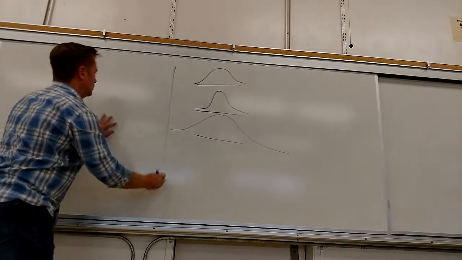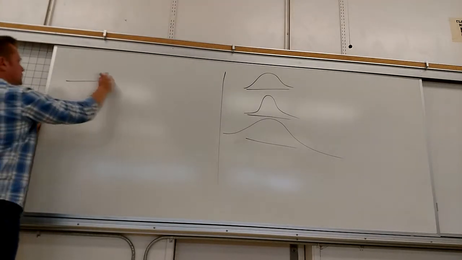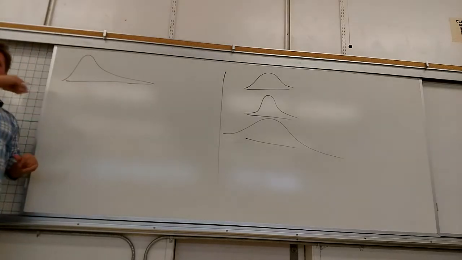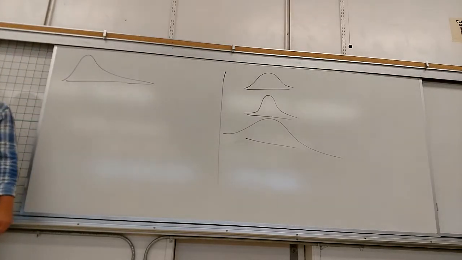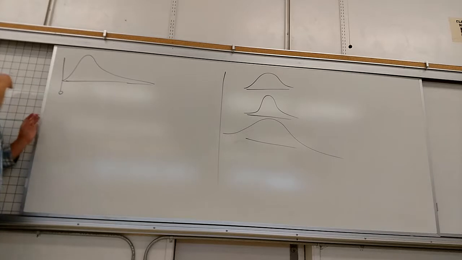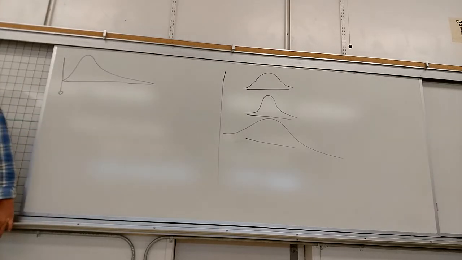Well, they're going to look like this. Big old tail. And the reason for that, and this is going to be a hard 0, is because what's the smallest the standard deviation could be?